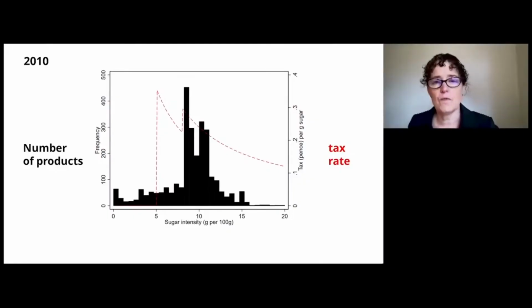So we want to look at how firms responded to the implementation of that policy. That policy was implemented in 2018. So I'm just going to show you what happened to the distribution of products available in the market before and after the implementation of that policy. Here we go back to 2010. The black bars show you the number of products available in the UK market at that sugar intensity. And we see that the mass point is around 10 grams per 100 grams. So that's around what Coke and Pepsi are.